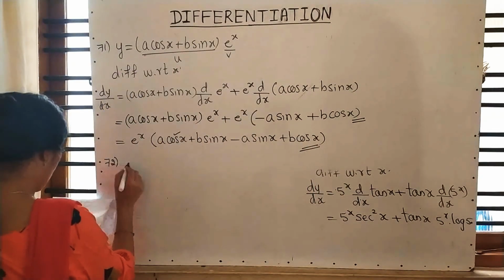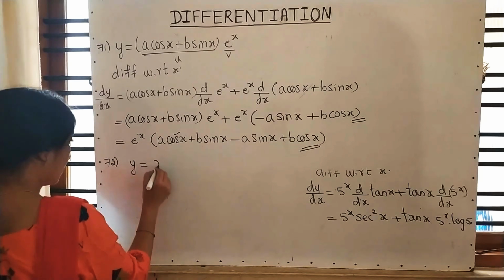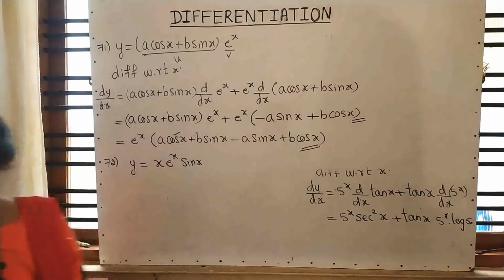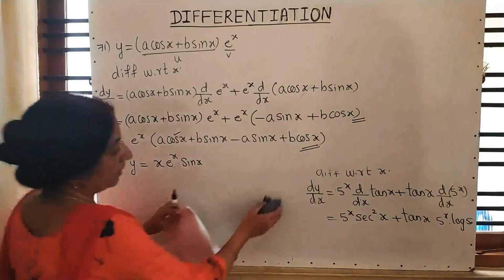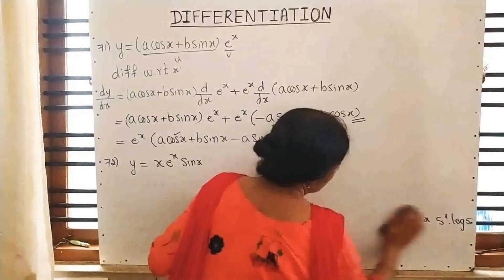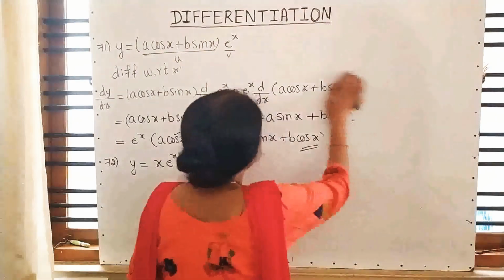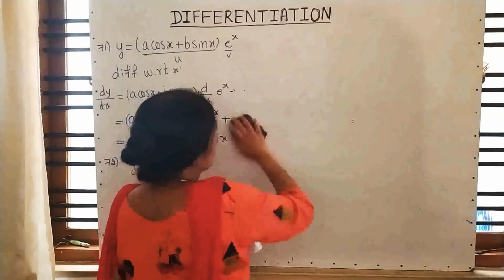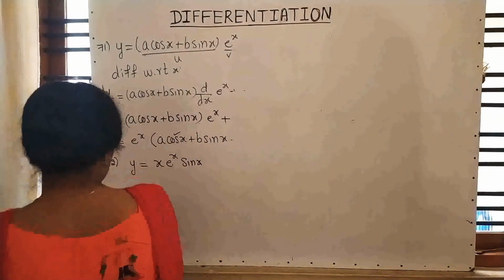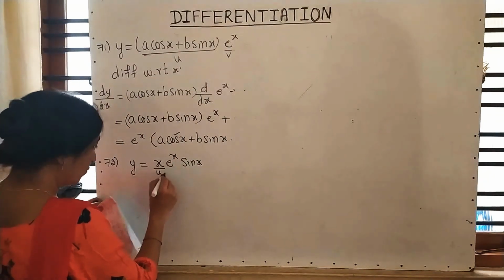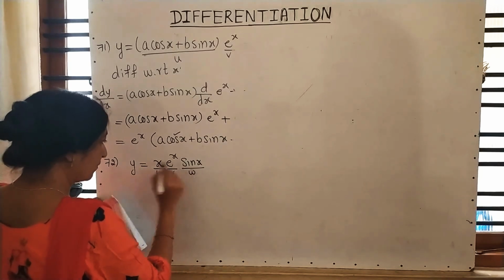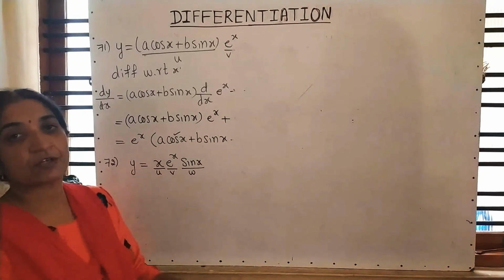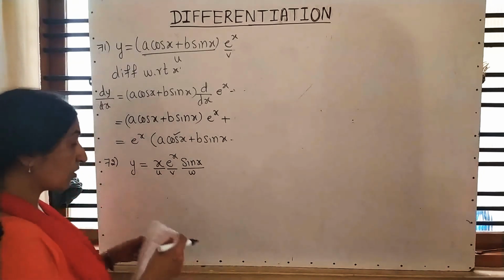Question number 72. y equals x e raised to x sin x. Have you remembered which formula is applicable? Yes, u, v, w. I know students, now the students are familiar with this. This is u, this is v, this is w. Every time one term differentiation, at that time the remaining two terms will be treated as a constant.